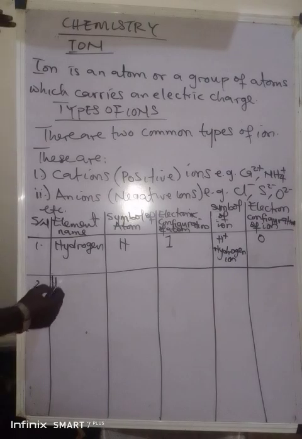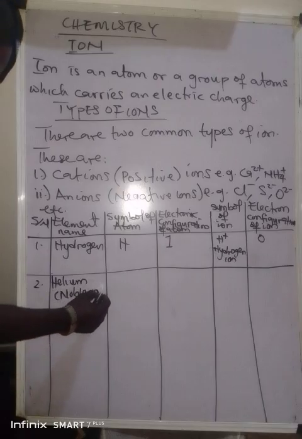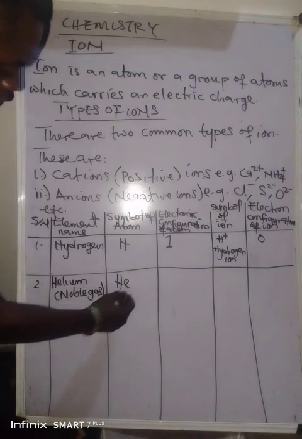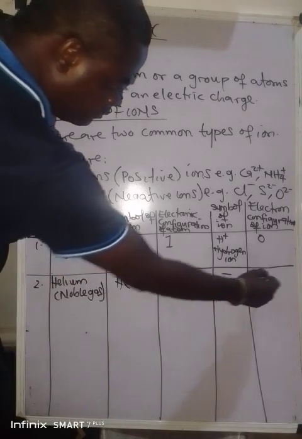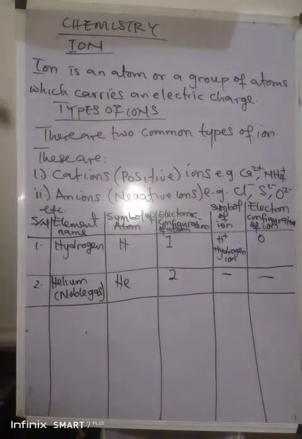Helium is the second one. It's a noble gas. Don't forget, we have discussed noble gas before, right? The symbol of the atom is He. It has 2 electrons. It does not form ion. Noble gases, they don't lose electron, they don't gain electron. So they don't form ion.